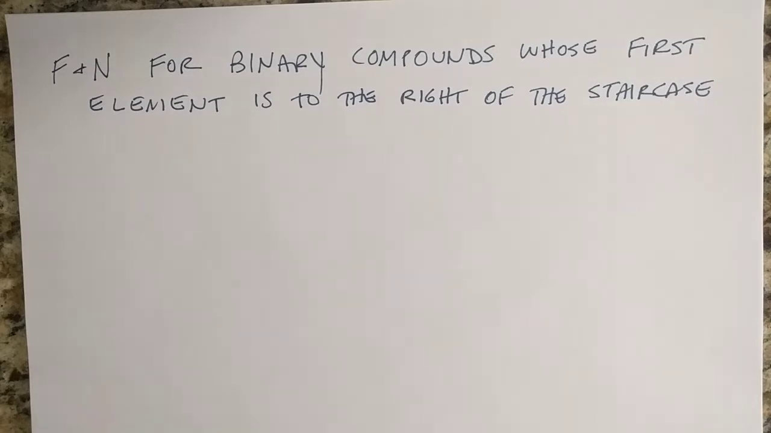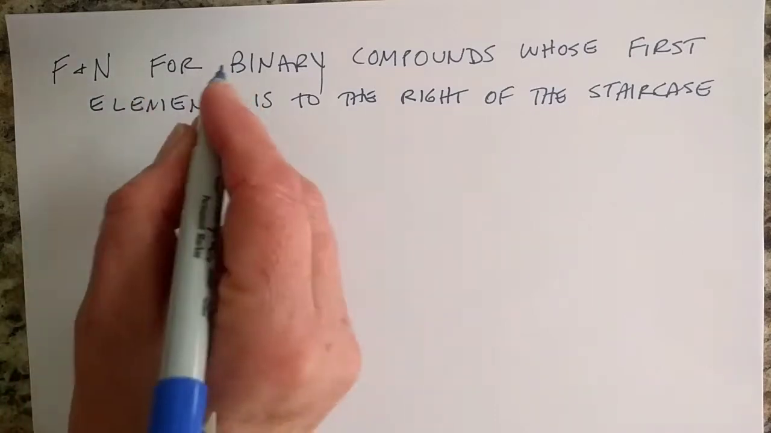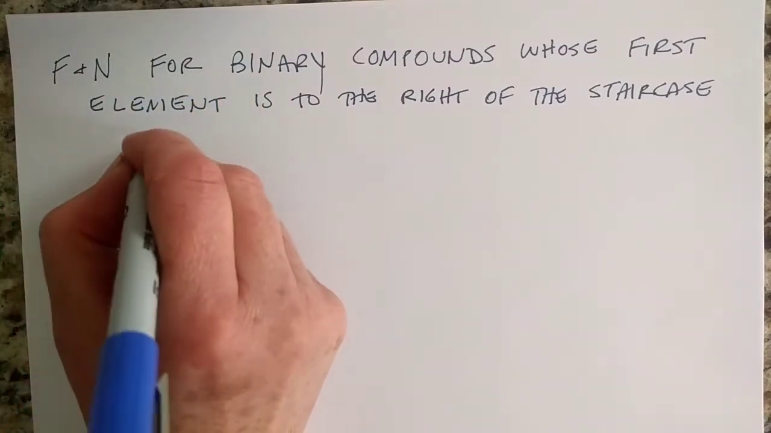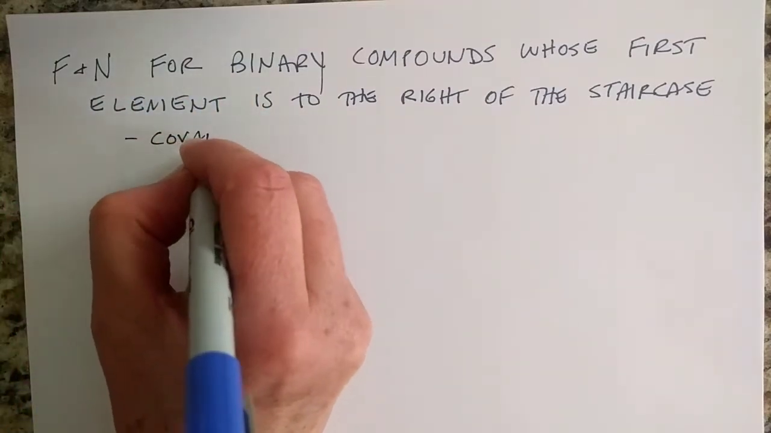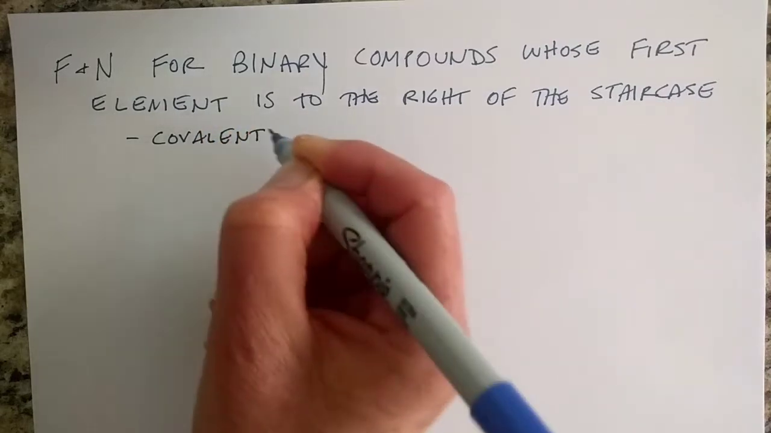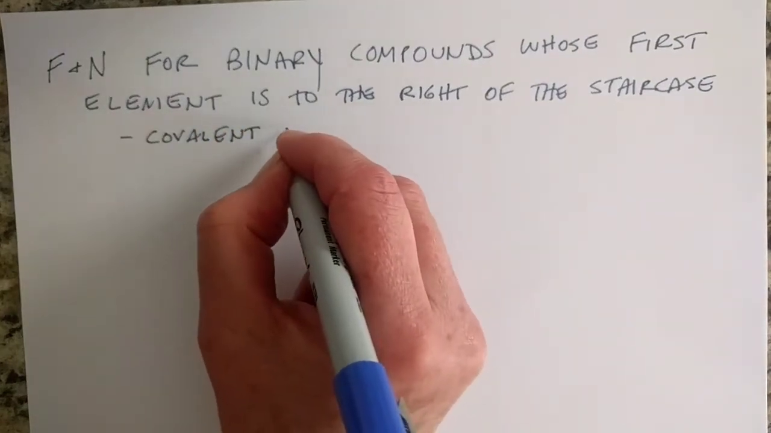So we have our staircase on the periodic table. So now this is when the first element is to the right of that staircase. Okay, so these compounds who fall into that category are covalent. The bonding is from sharing of electrons.